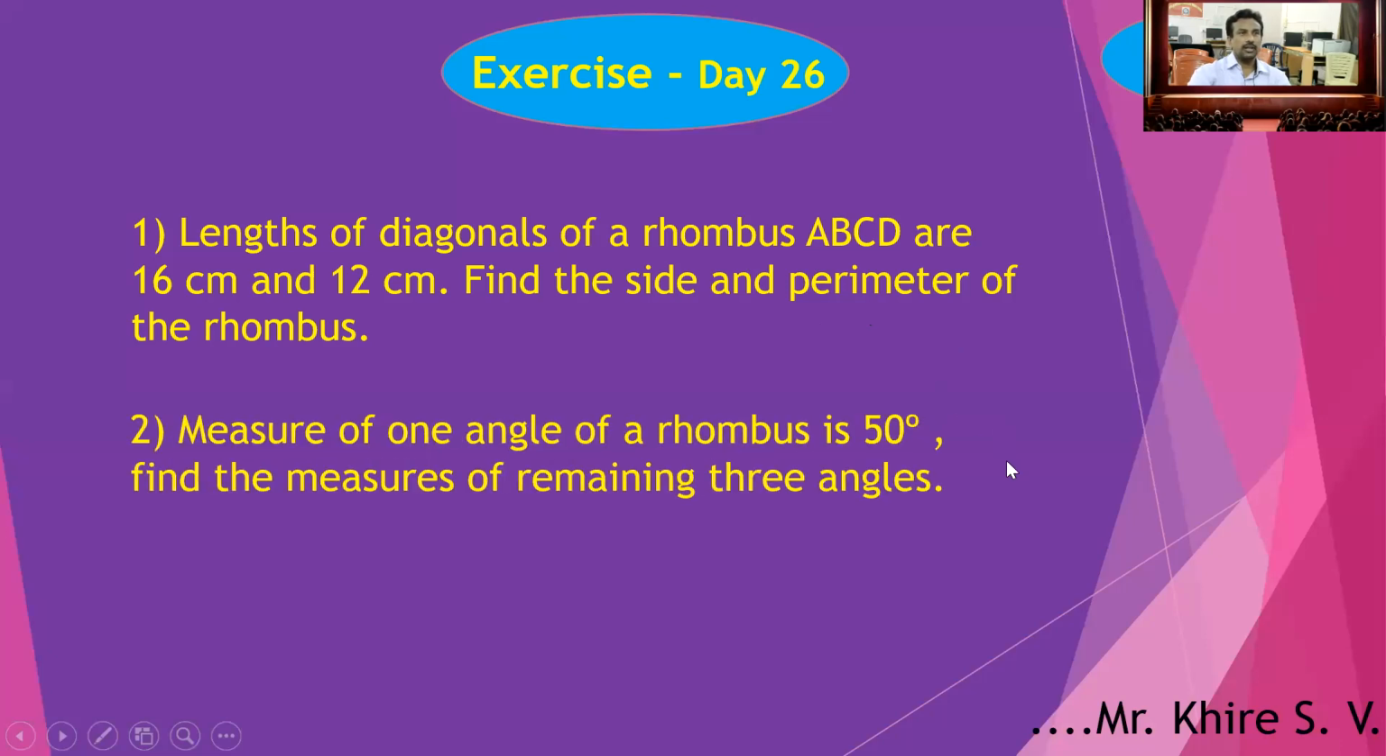Second question, the measure of one angle of a rhombus is 50 degrees. Find the measure of the remaining three angles. You have to find out the measure of all these remaining angles, meaning three angles. Got it? You know opposite angles of a rhombus are congruent. First is 50 degrees, meaning the opposite angle of 50 degrees is also 50 degrees. Now the sum of all angles of a quadrilateral is 360 degrees, so add all the angles and find the measure of all three angles. Okay? Got it all of you?